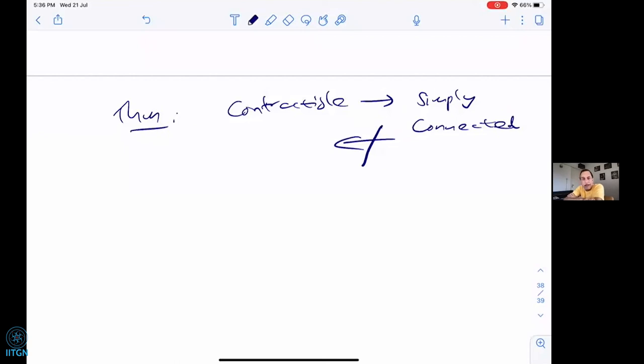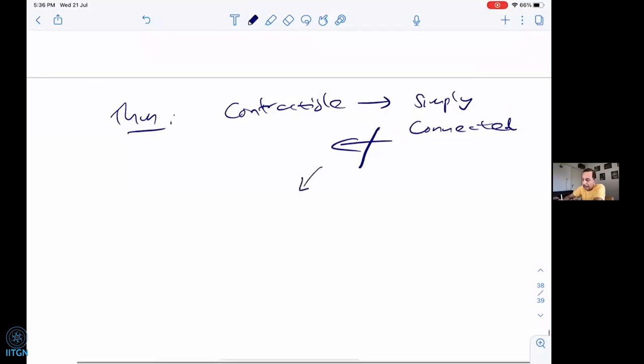But what's an example of a simply connected space that isn't contractible? We just gave an example, which is S2. The two sphere is simply connected. Every loop can be shrunk, but it's not a contractible space. Yeah, thank you, Sarvesh. Very good question.